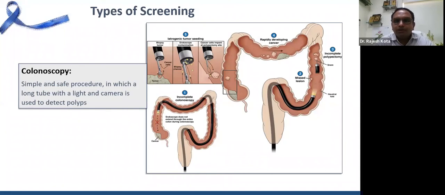The most common thing, as I said, is a colonoscopy. This is a simple and safe procedure in which a long flexible tube with a light and camera at the tip is used to detect polyps or ulcers or cancers. All these things can be directly viewed. For appropriate normal subjects also, we can use colonoscopy if they have a family history or any symptoms that are suggestive of colon or rectal cancers.